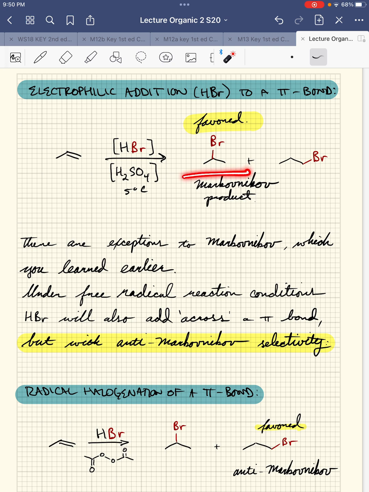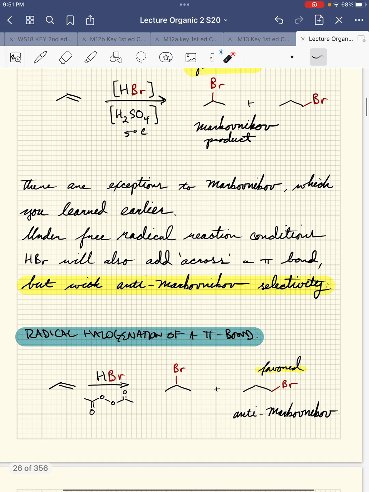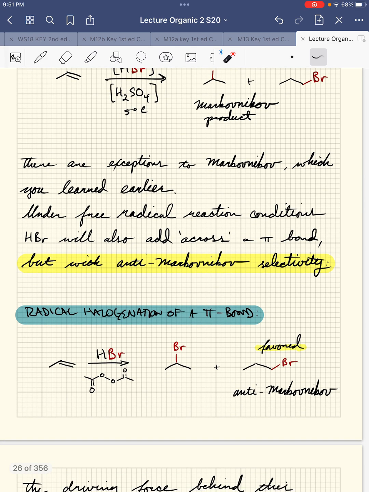And that turns out, in this particular case, to be this product where the bromine adds at this secondary position, notably favored over this primary product. And we call this the Markovnikov product, or Markovnikov addition is the term that we use. Now, interestingly enough, in free radical halogenation of the pi bond, we see precisely the opposite selectivity that's observed in electrophilic addition. Instead, the so-called anti-Markovnikov product is favored.